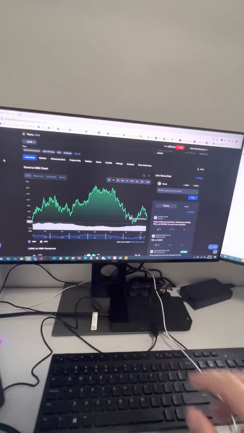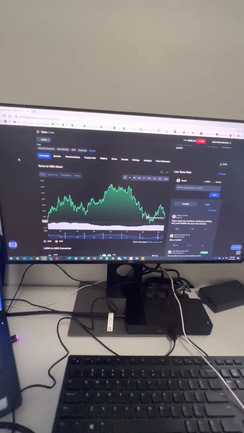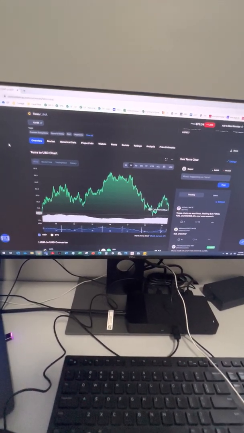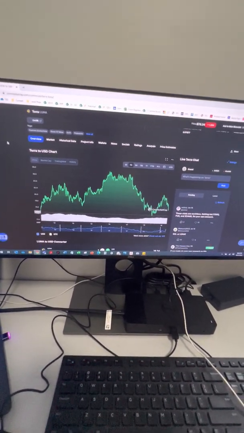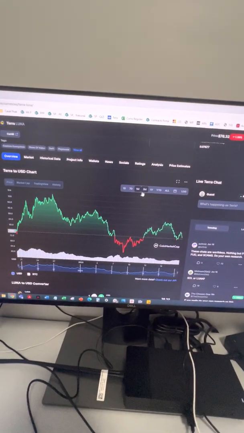This is going to be your best friend when you're looking at trading because it tells you exactly what the coin is doing, how it's performing, and obviously it gives you a graph not only for the last day or the last week, but obviously a good outlook on this coin throughout the months.